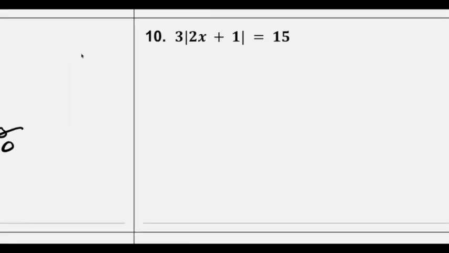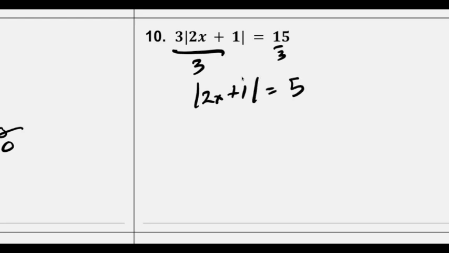Over here, again, if it's multiplying, you actually technically could split it. You're going to be fine. But just to keep the same process, I'm going to divide by 3 first. So then I could split it. So 2x plus 1 absolute value equals 5. And now we'll split it.